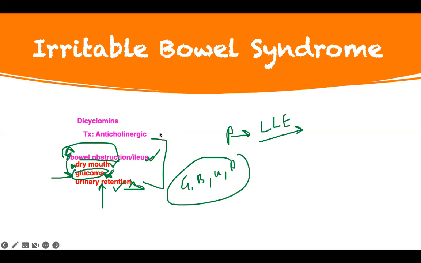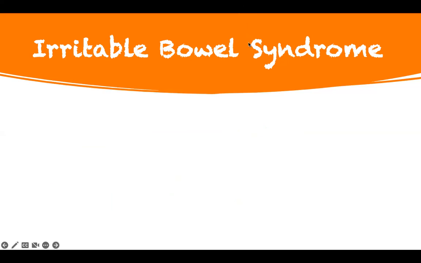Which side effect is more serious? I think glaucoma. Worsening somebody's glaucoma, they will lose their vision, which is bad. Then followed by bowel obstruction, you have ileus, then urinary retention before dry mouth. So this is everything you need to know about this problem. You see, I try to put them together and see the key features of them.